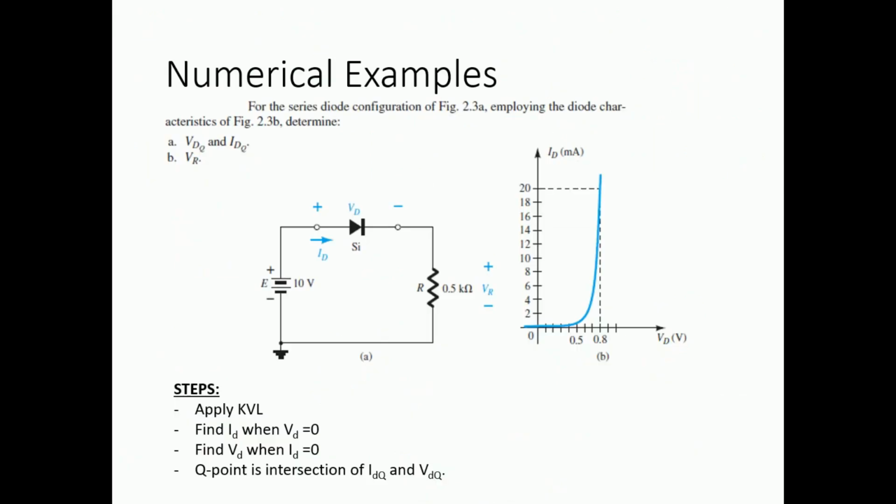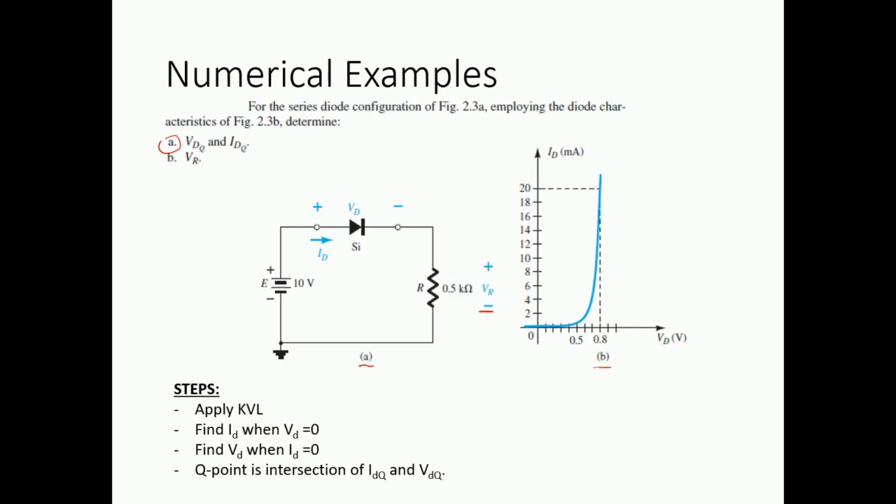So in this problem or example, we have been given a circuit and the characteristic curve of the semiconductor diode is shown over here, and we have been asked to find in part A VDQ and IDQ, and in the second part we have been asked to find the value of VR, or what is the voltage across the resistor.